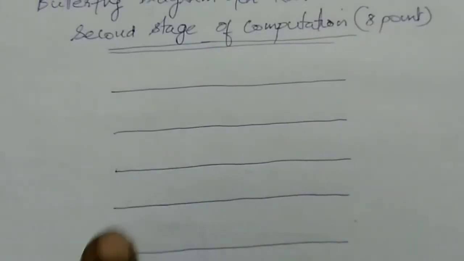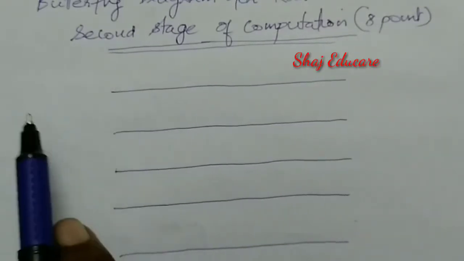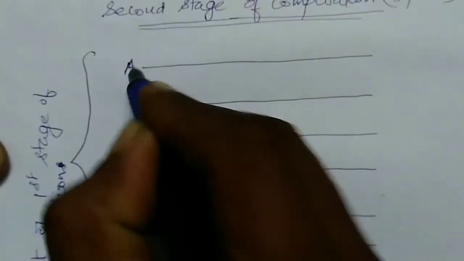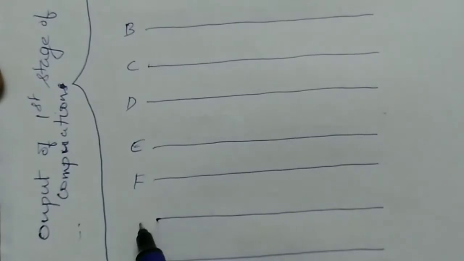Here the 8 input lines are taken from the output of the first stage of computation. These are simply the outputs of the first stage of computation. Now let us assume that the outputs of the first stage of computation are A, B, C, D, E, F, G, and H.